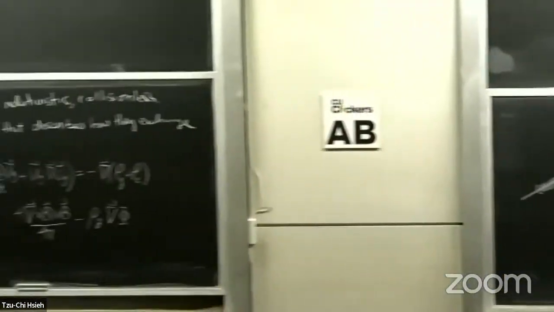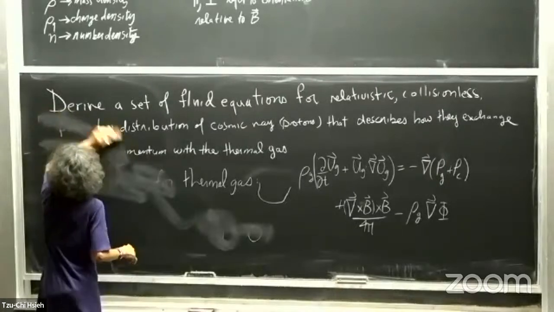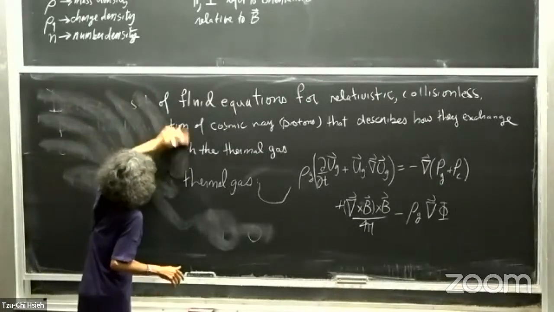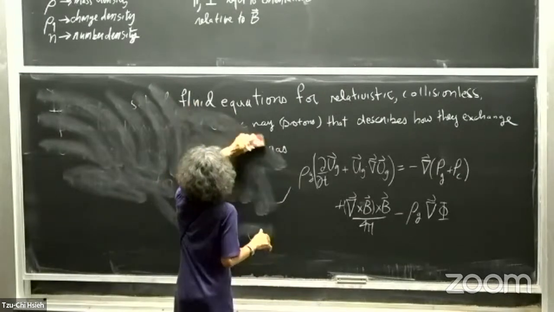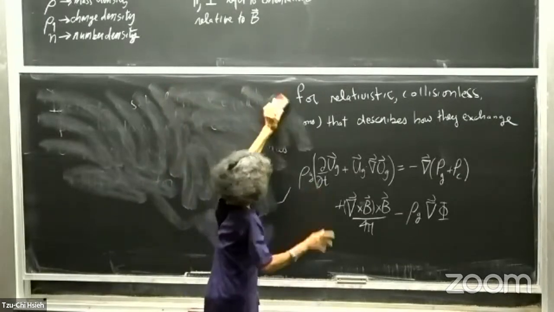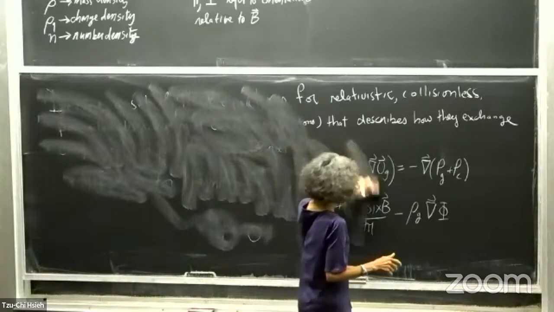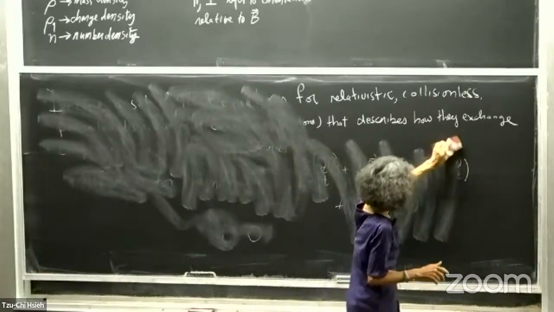So maybe, in view of some of the questions last time, I should say a little bit in general about how we derive fluid equations starting with something like the Vlasov or collisionless Boltzmann equation.